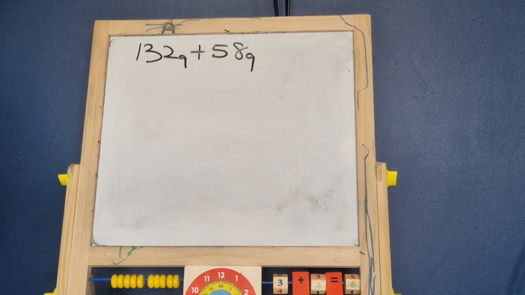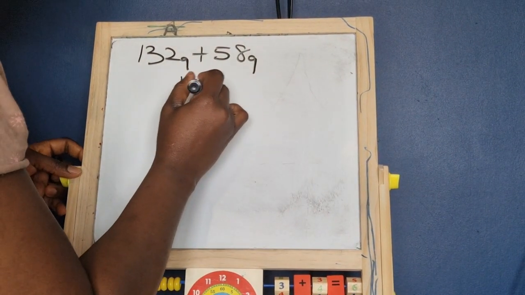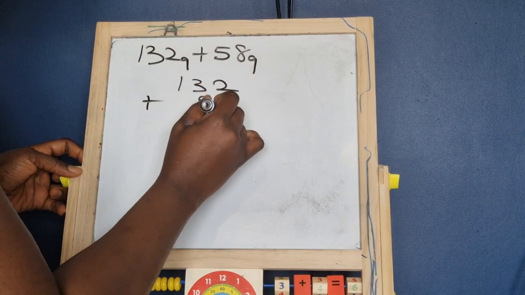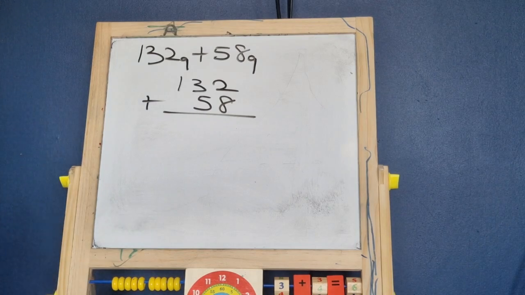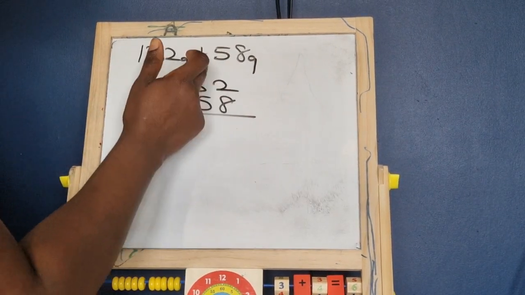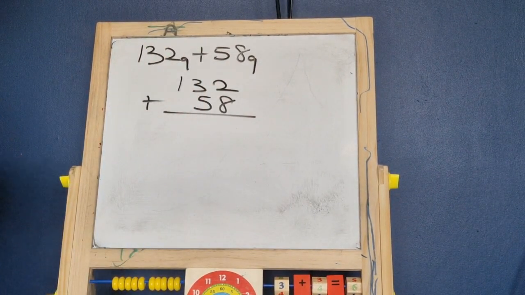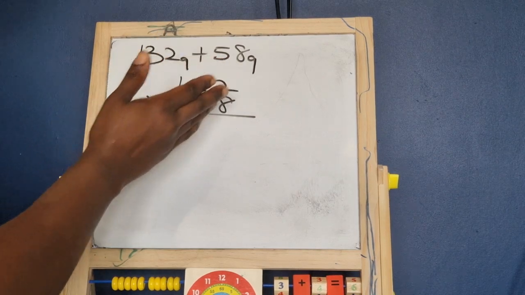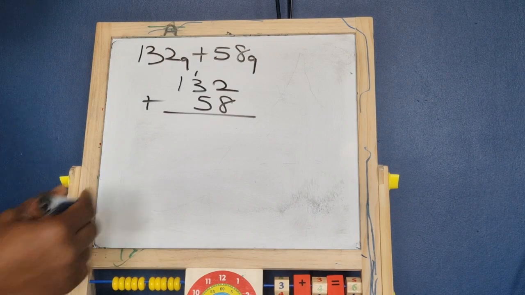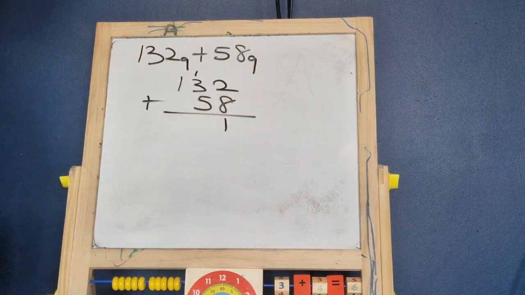For example, we want to add 132 base 9 plus 58 base 9. You have to be conscious that you are working in base 9, so that when you say 8 plus 2, you will not go and write 0 and carry 1. So 8 plus 2 is 10. How many times will 9 go in 10? It will go one time. We bring that 1 here, and the remainder is 1. We'll put the remainder here.